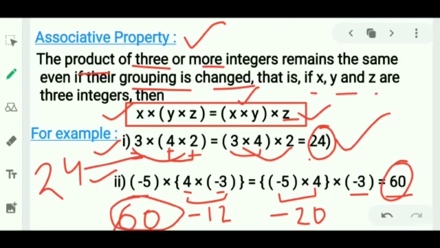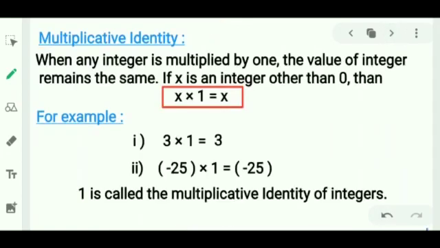So we can say that in the associative property of multiplication, the product of 3 or more integers remains the same even if their grouping is changed. Move to the next page.